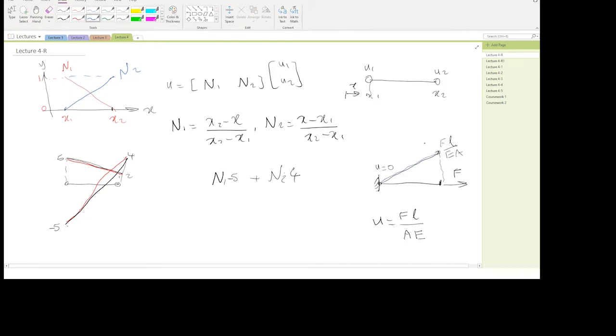However, if we come to a situation where the force is increasing or changing in a linear way, or, for example, we have a uniformly distributed force.